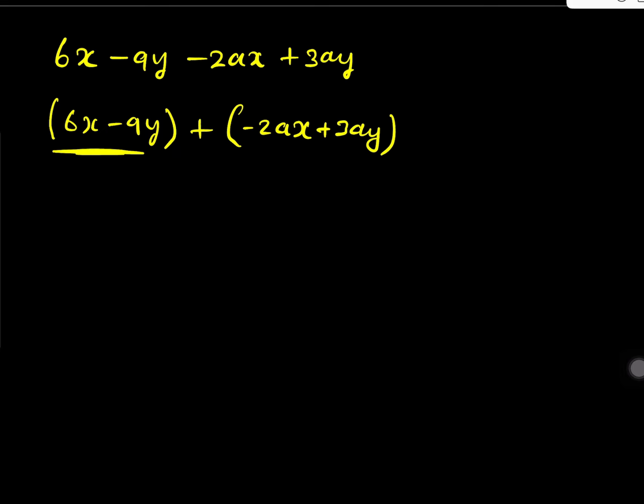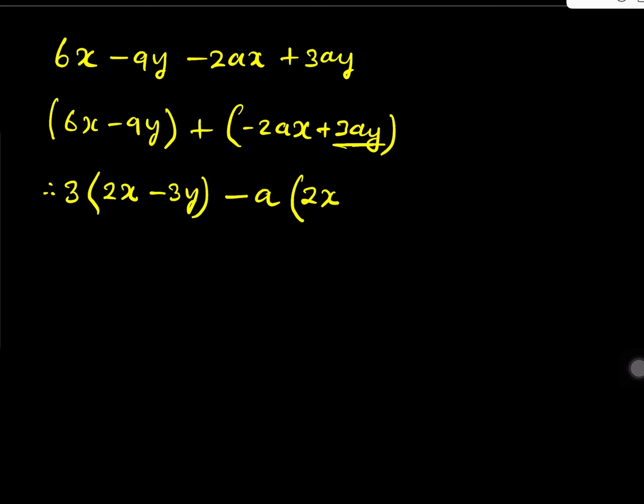Now I'm going to take a common factor here, which is possibly 3. So let's take 3 here. We have 3 into that, which is going to be 2x minus 3y. Now if you check here what is common, you're going to see that a is common. But hey, you're going to take out the negative right there as well. That is going to be negative a. Now you are left with 2x. Okay, negative a is out. Now you have 2x right there, and here a is out and the negative is out.